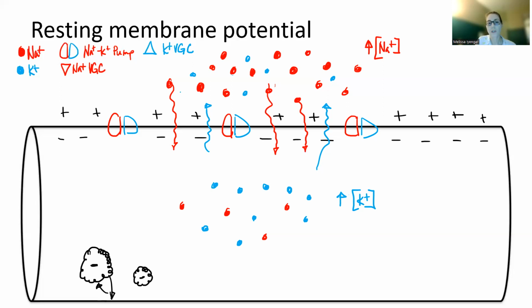So in order to prevent or counteract the diffusion of sodium and potassium, we are going to use the sodium potassium pump and energy. So this is a pump because it's going to go against the concentration gradient. Diffusion is a natural process that doesn't require energy. But if I'm going to pump against nature, I'm going to have to push energy into it.